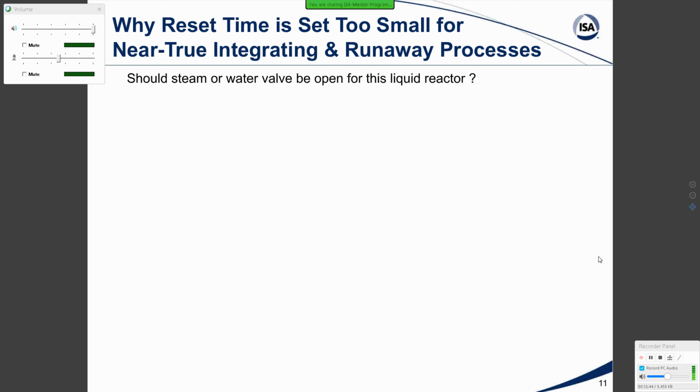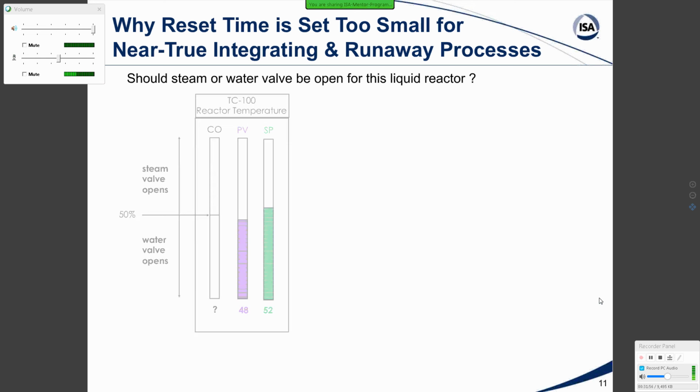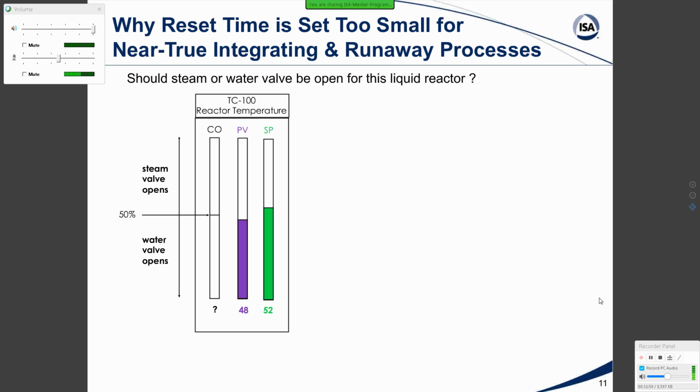And it turns out this tends to happen for a variety of reasons, and one of them is exemplified by this application. So we're going to consider, should the steam or water valve be open for this liquid reactor? We have a situation where we have a faceplate, and the process variable says the temperature is 48 degrees and the set point is 52 degrees. And the question is, just looking at that faceplate, should the water valve be open or should the steam valve be open?